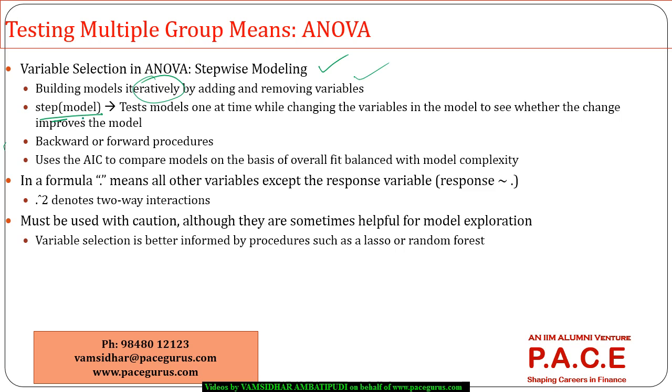It tests the model one at a time, changes the variables, so either adds or deletes. Forward procedure keeps adding the variables, backward procedure keeps knocking off the variables. And AIC, Akaike information criteria, is typically being used to compare the models on an overall basis, right? So let's look at using this particular function to see how it works.